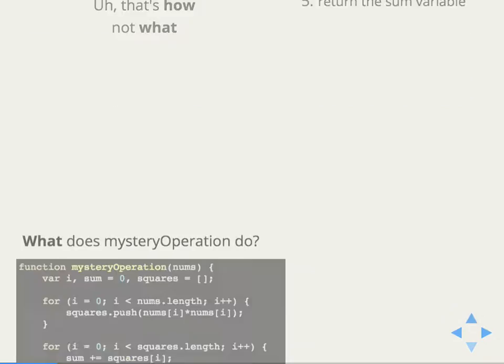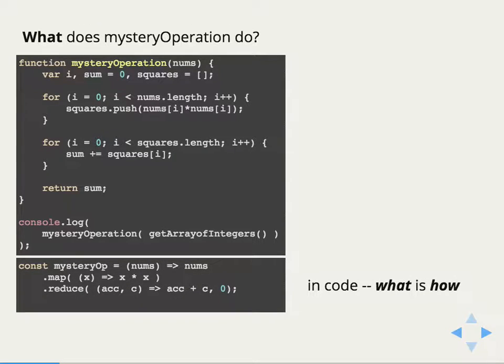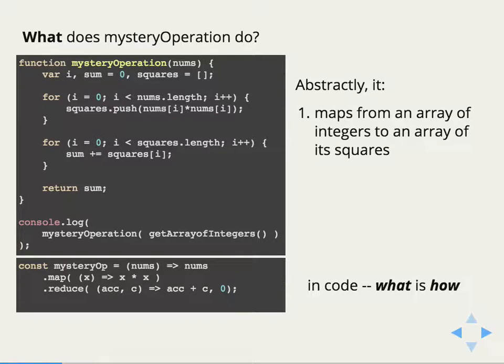So let's change the conversation from how to what. Same block of code, exactly, or it should be. If not, then I made a mistake. But this block of code at the bottom is more of the what. But it produces the same output. It runs the same logic. So abstractly, it maps from.